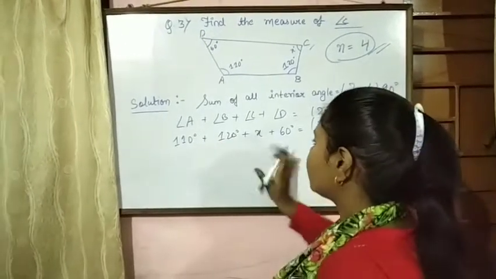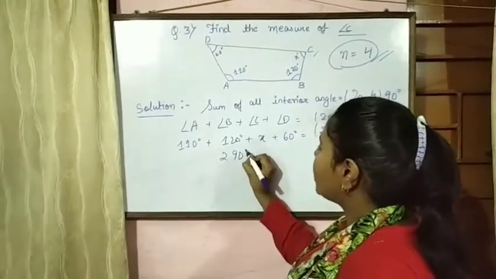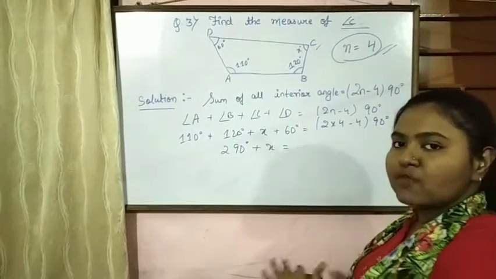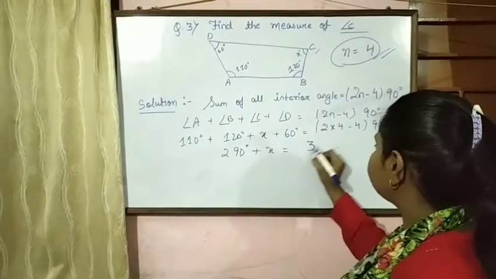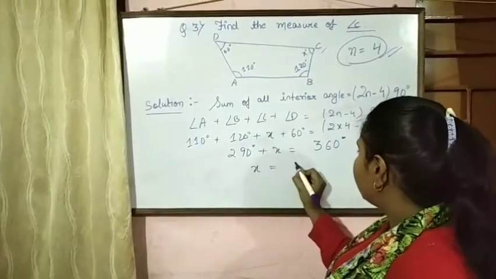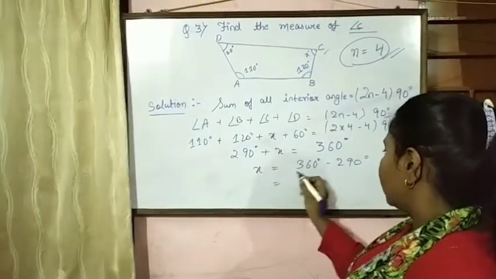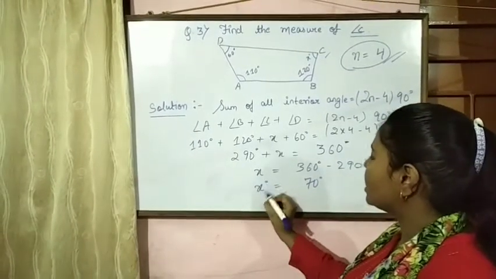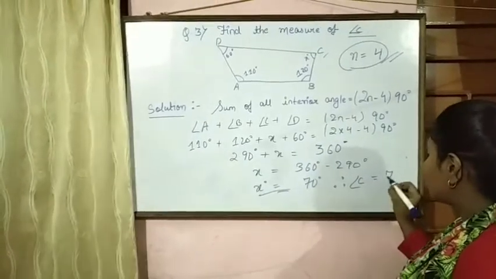Students will add these. Adding these we get 290 degrees plus x is equal to 2 4s are 8. 8 minus 4 will give you 4. 4 into 90 is 360. So we have x equal to 360 degree minus 290 degree. कितना होता है 70 degree. So we have x equal to 70 degree. Therefore students, the measure of angle C is 70 degrees.